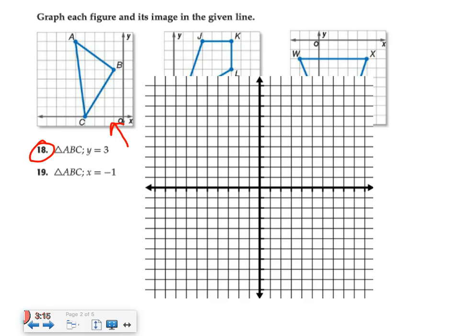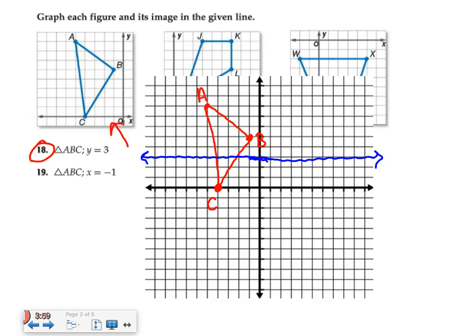So 1, 2, 3, 4. Here's C, there's B, and A. 1, 2, 3, 4, 5, 6, 7, 8. There is A. Okay, there's my triangle, and I want to reflect it over y equals 3. So y equals 3 is a horizontal line at the 1, 2, the 3. Now I'm just counting how far away my points are and replotting.